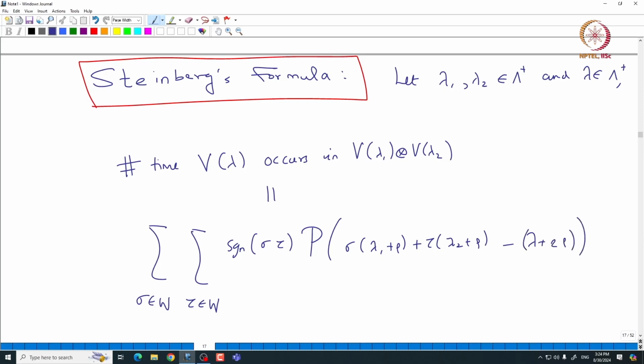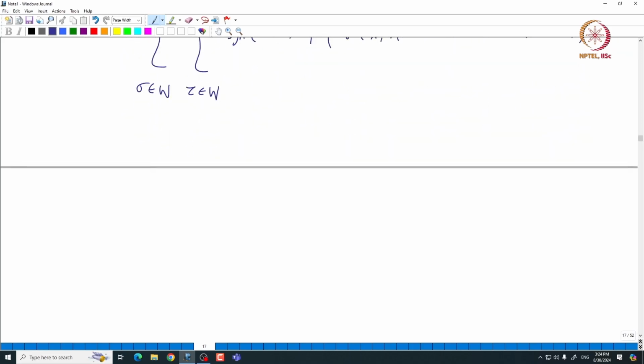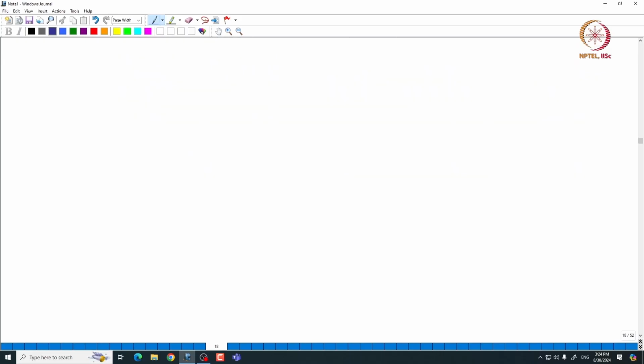So, again, the same practical difficulties are there in using this Steinberg's formula. The Weyl group will be very large, and this is indeed an alternating sum, and computing this constant partition function is also very hard. So, let us prove this. This is obtained again by using the Weyl character formula and rewriting things in some clever ways. Okay, so here is the proof.